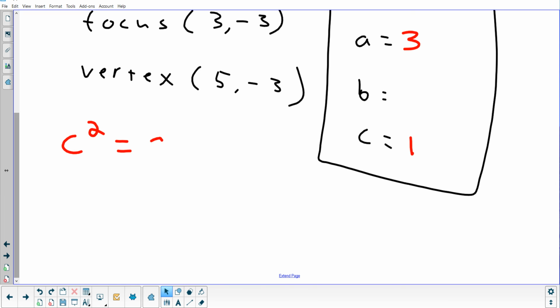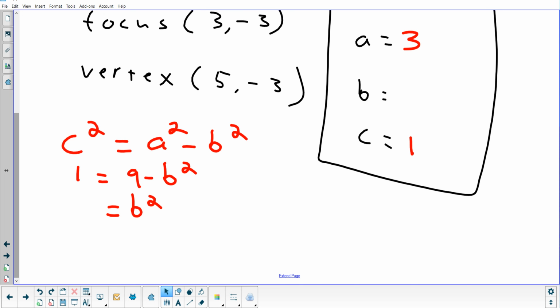So C squared equals A squared minus B squared. Now, what's C squared in this case? 1. And A squared? 9. So Eli, what's B squared? 8. Just 8. You don't really have to find B. I mean, if you want to, you could, but B squared is what you need.